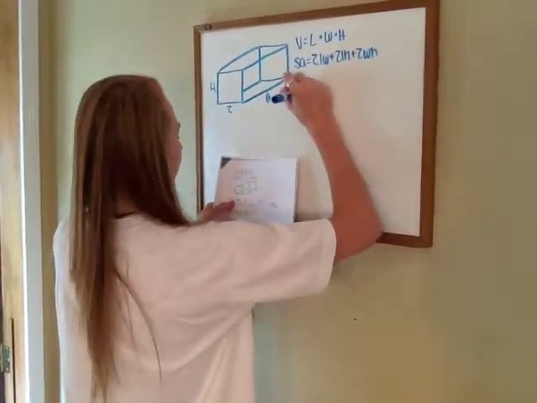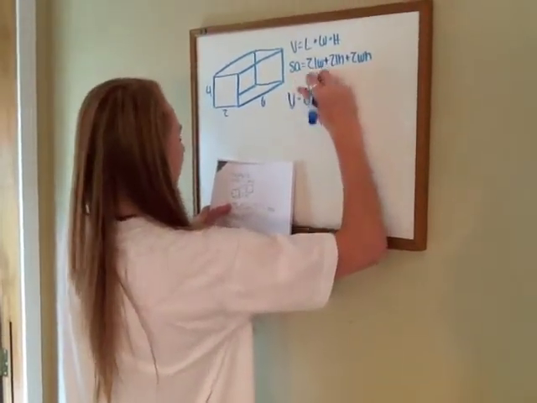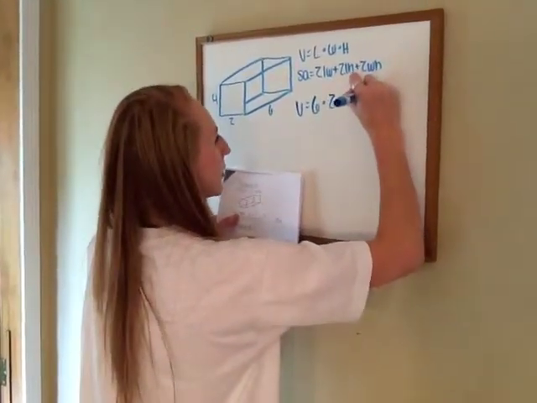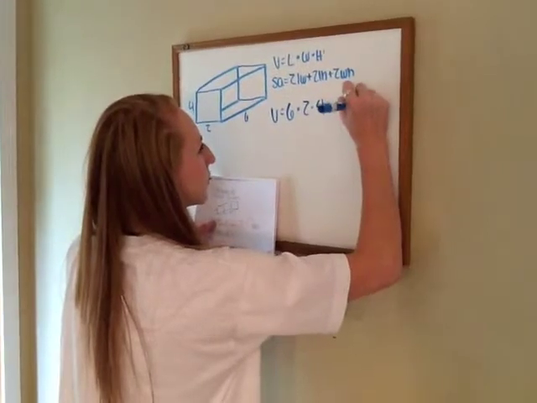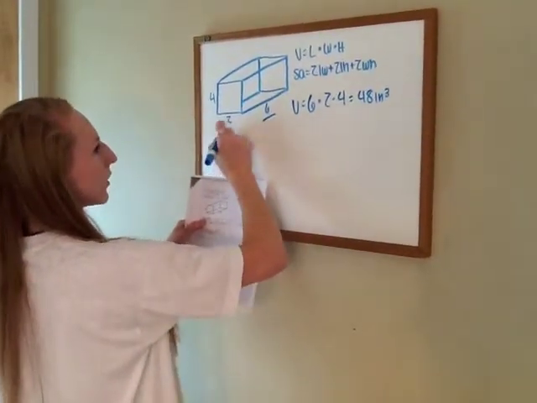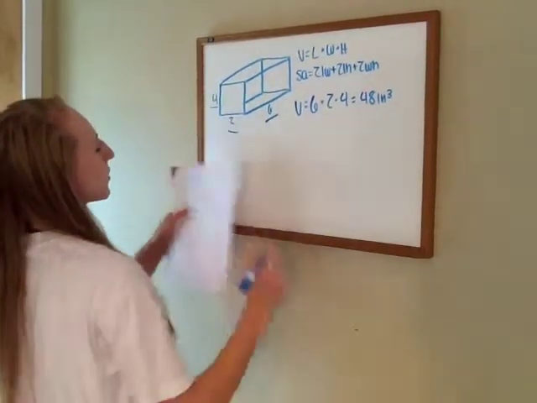So for volume, we're going to be doing 6 times 2 times 4, which equals 48 inches cubed. So that means this is our length, this is our width, and this is our height, which is kind of easy to see.